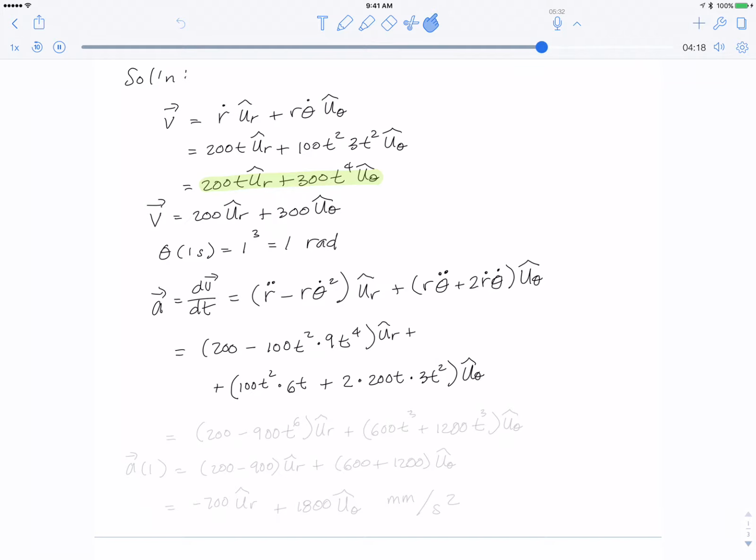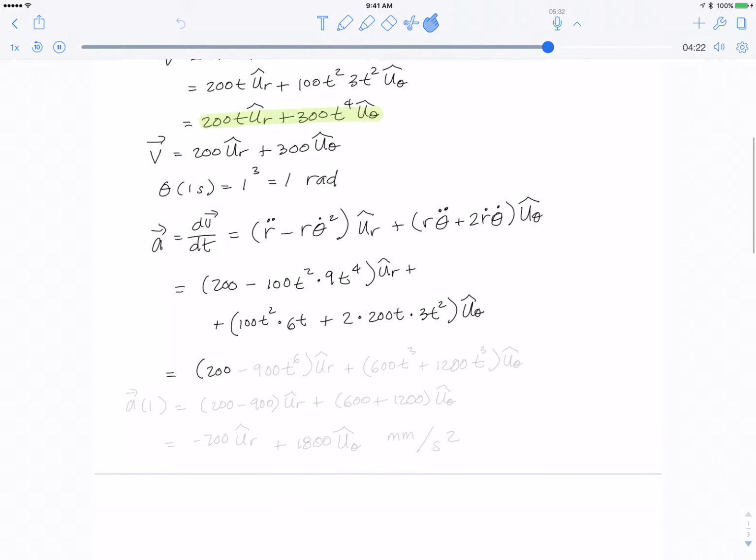Okay, so simplifying this a bit, it's 200 minus 900t to the sixth. So I'm really glad we're going to do this at t equals 1 second. Plus 600t cubed, plus 2 times 200 times 3, which is 1200t cubed as well.